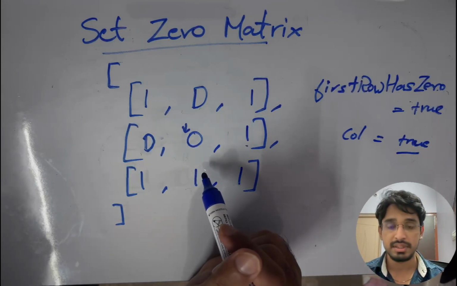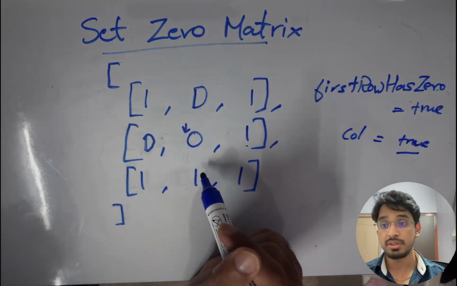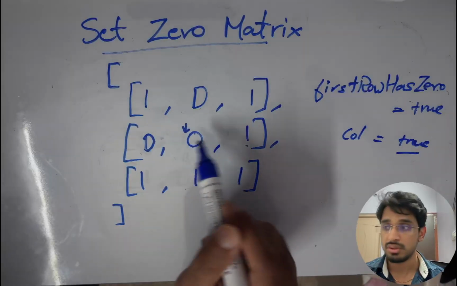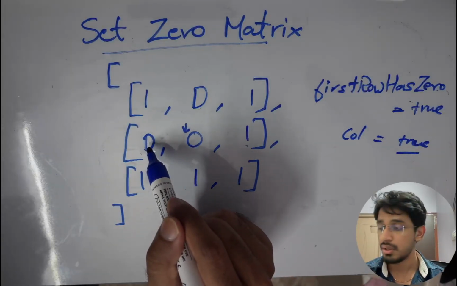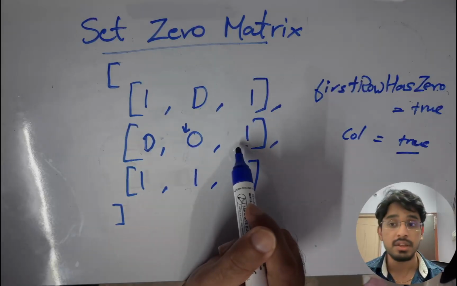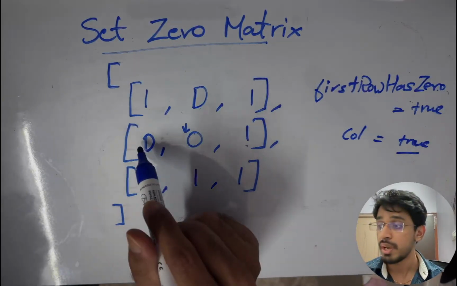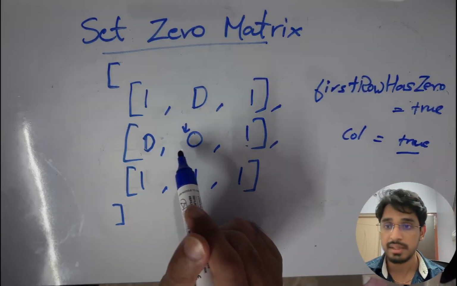Okay, so this is the next step, basically the second step. The next step is to fill all the values with zeros. Currently we have marked this particular row as 0, right? So we just need to mark the entire row as 0. Just as the rule says, whenever we find a 0, we need to make all the rows and the columns zeros, right?